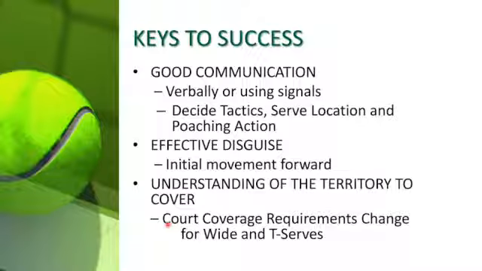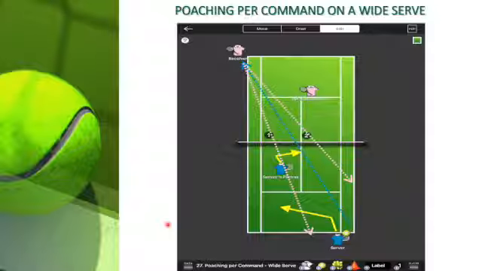Positioning is the real challenge of the poach per command and the main reason why many doubles players are reluctant to poach. Very few players know that the positioning and court coverage requirements change for wide and T serves. The problem teams have in performing this poach successfully comes from the net player believing that he needs to change sides instead of only moving to the middle line. As a result, he either moves too far, opening up the middle of the court, or moves too soon, believing that he must rush to switch sides.